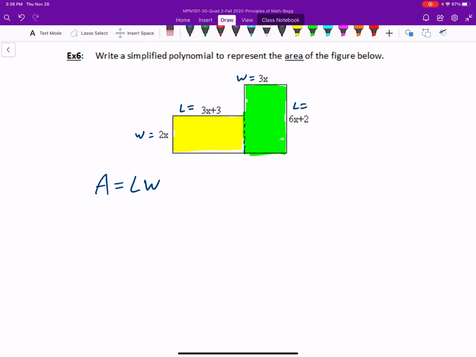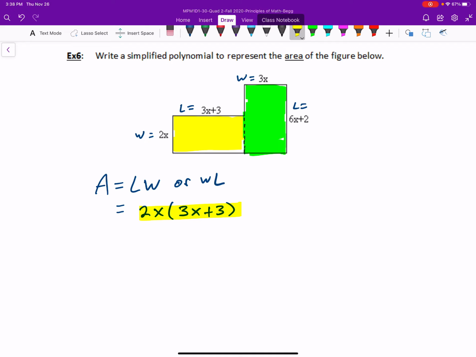So the area for the yellow rectangle is length times width, or, it doesn't matter what order it's in, it could be width times length. And I'm going to do width times length just so I can put the 2x out front. I want to put the monomial out front. It's just going to be a little easier to understand. So 2x times x plus 3 is the area of the yellow rectangle.